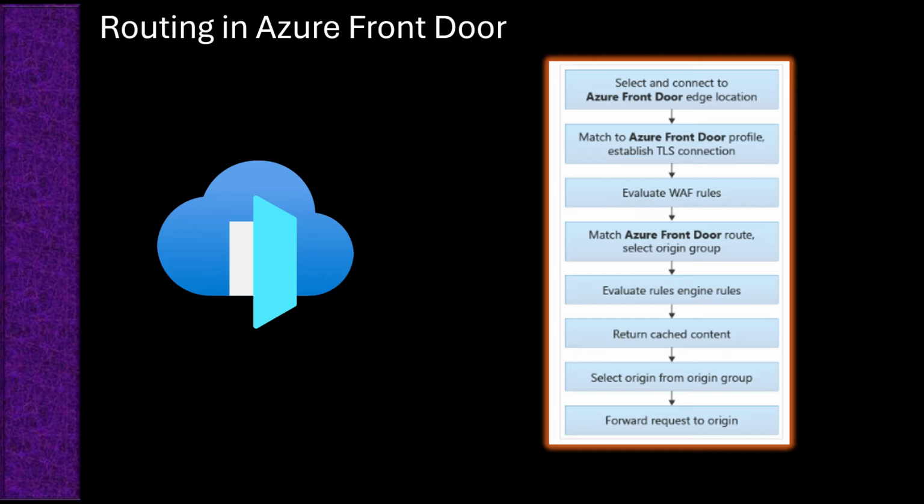In summary, the routing process in Azure Front Door is designed for optimal performance, security, and reliability. It follows a structured sequence that includes establishing secure connections, evaluating security policies, routing requests based on custom rules, leveraging caching, and selecting the best origin server for processing requests. By using these steps, Azure Front Door ensures fast and secure delivery of web content to users worldwide.